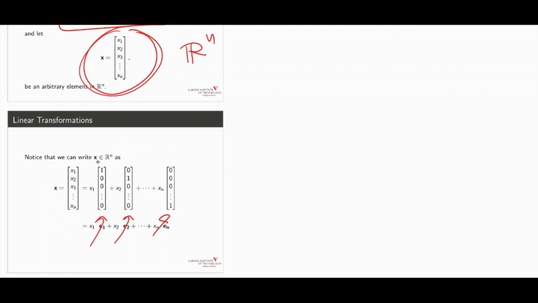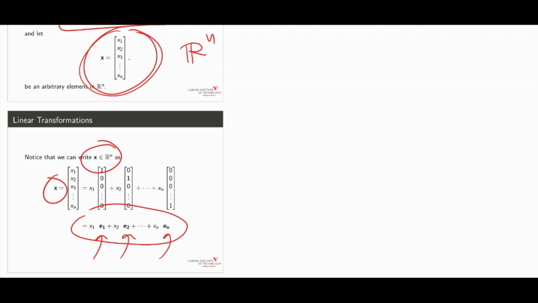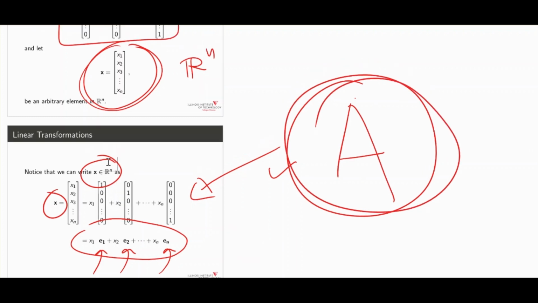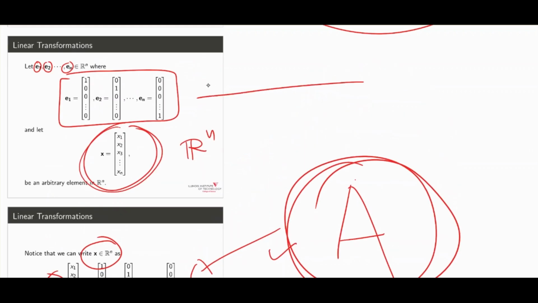So this x here, any x that is in Rn, can be written as a linear combination of the e1, e2, and all the way to the en vectors. This is a very important observation that we're going to make use of in order to find that matrix A. Remember, our objective is to construct that matrix A.